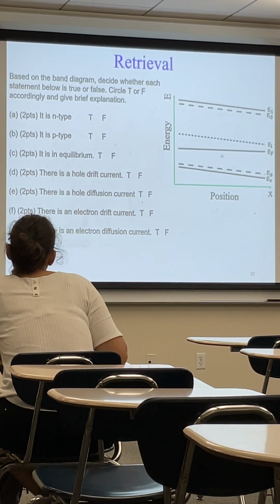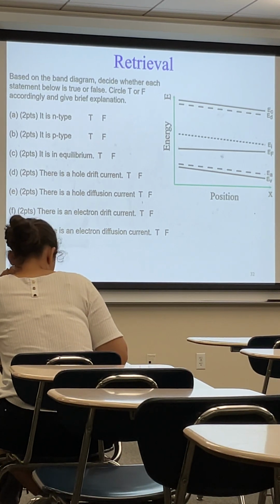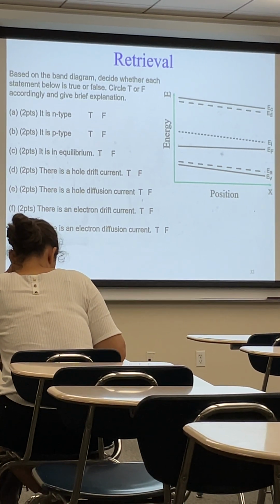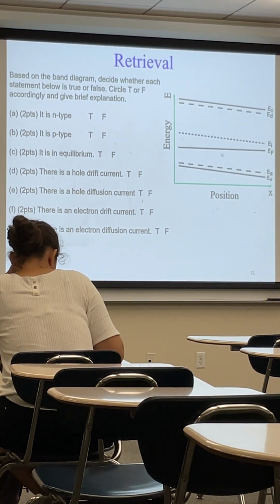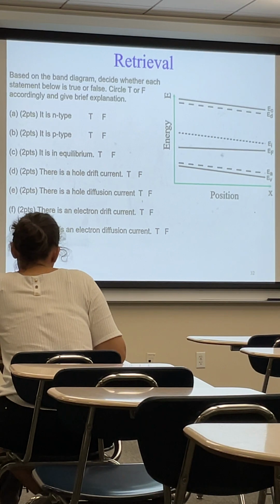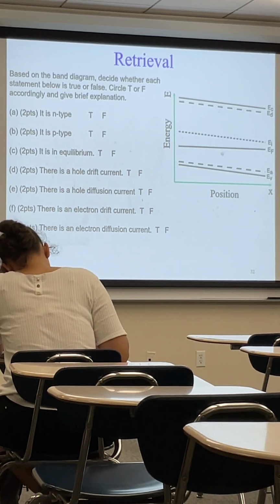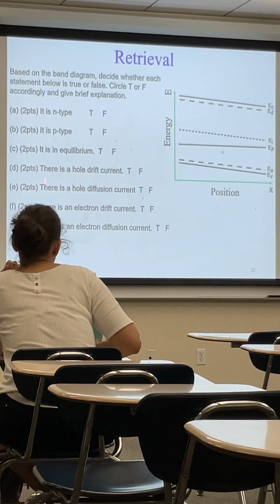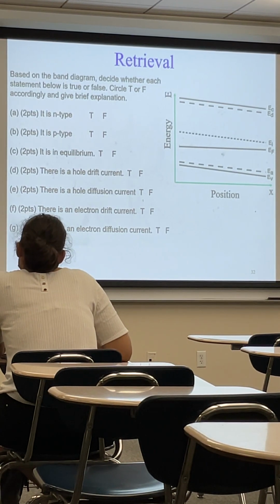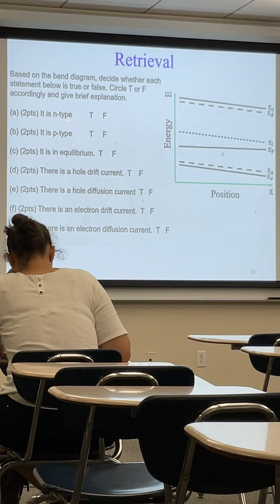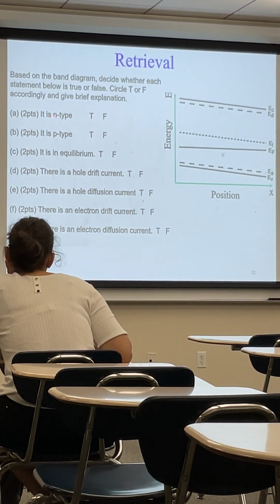And this is a very important example, and I hope you can answer these questions. If we have this kind of band diagram for a material, let's try to answer these questions and also provide some explanation. So is it N-type or P-type? It's an N-type, true or false?